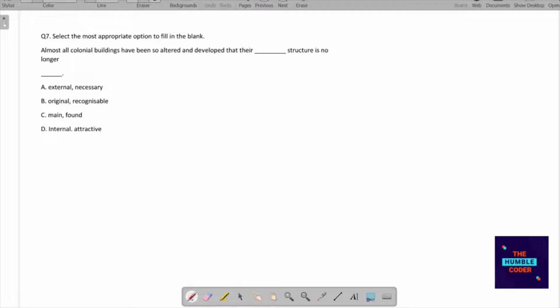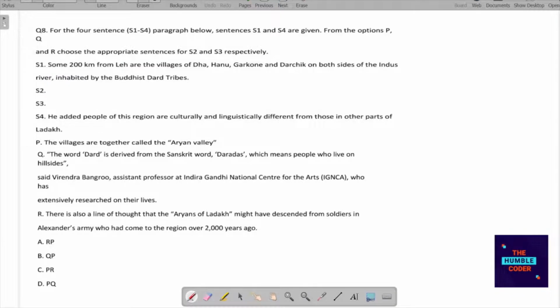Let's read it once again. Almost all colonial buildings have been so altered and developed that their original structure is no longer recognizable. Whatever the original structure of the building was can no longer be recognizable. So the correct answer for this will be option B. Moving on to the next question.